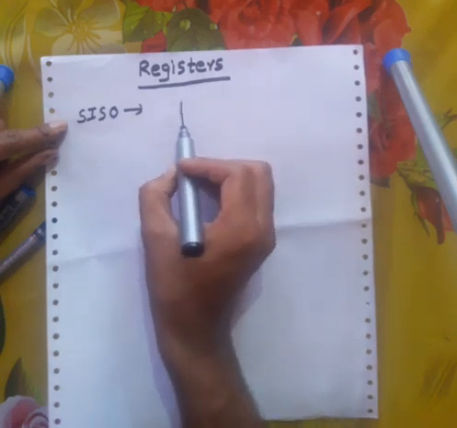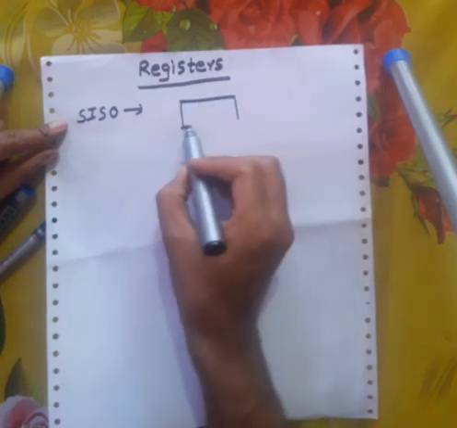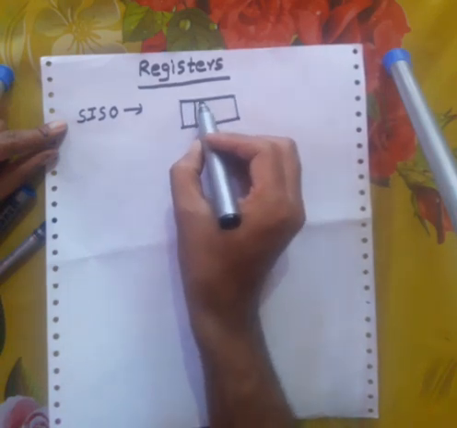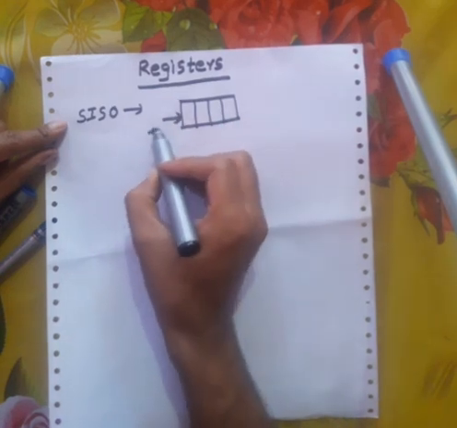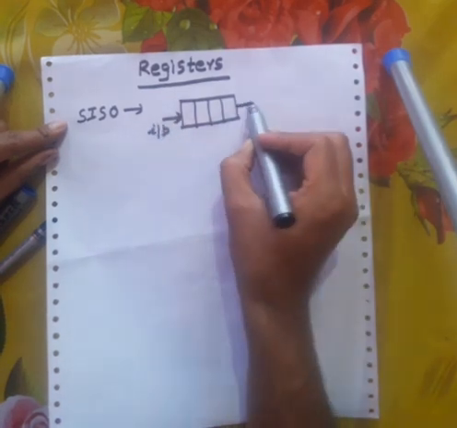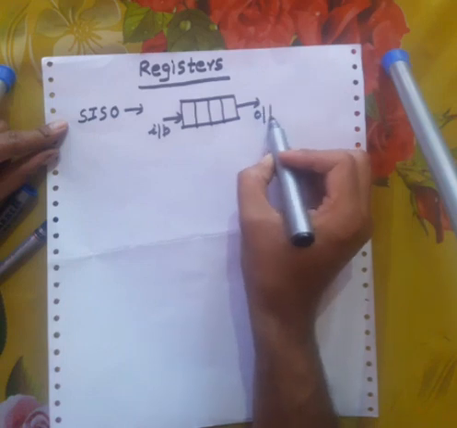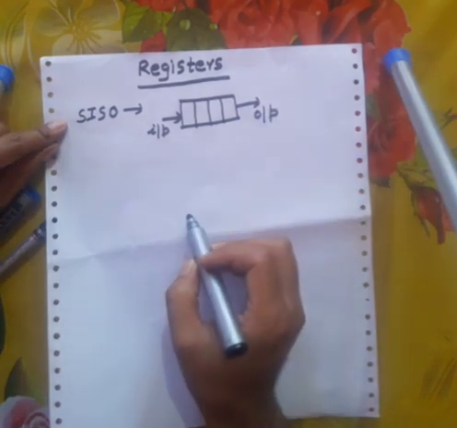In a serial in, serial out register, what will happen? Suppose there are 4 flip-flops. We will apply data serially, and we will also take output serially, means 1 bit at a time.